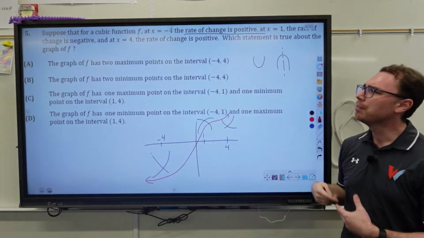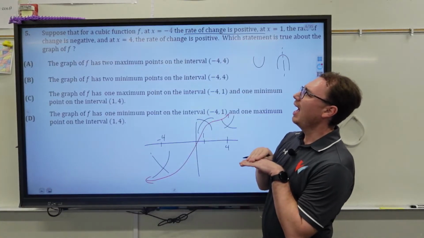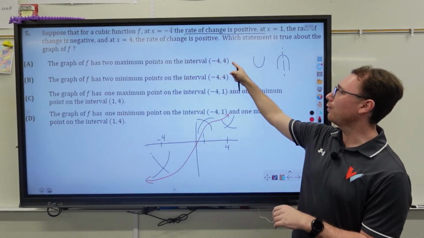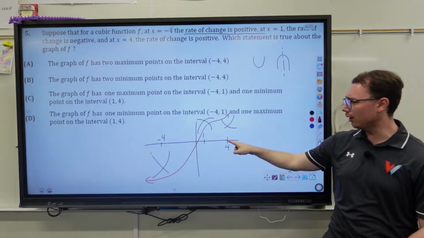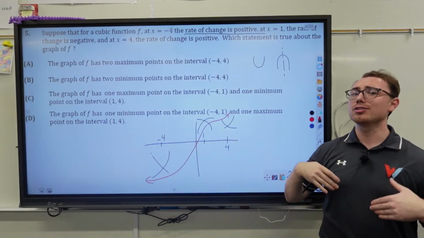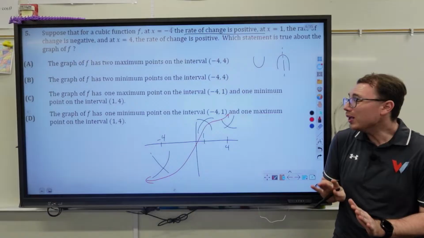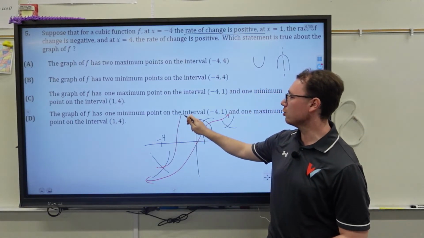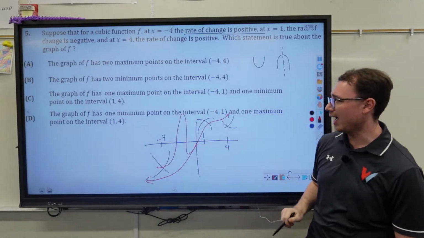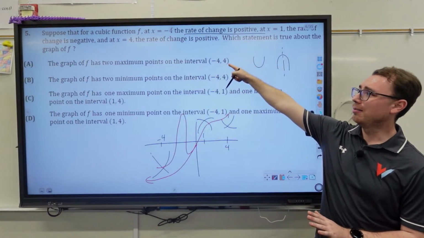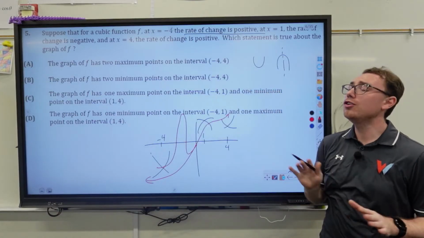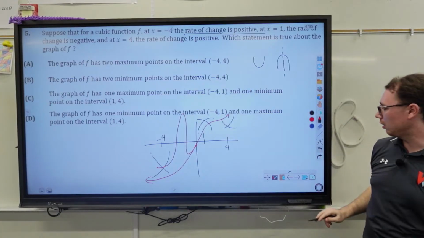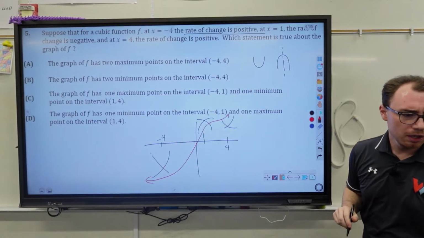For these statements here, A says the graph of f has 2 maximum points on the interval of -4 to 4. Between -4 and 4 here, there's no way to know that there are multiple maximum points. We might be able to say that the graph goes up and then changes randomly way up here and then goes like that. But according to the description, part A cannot be determined. We have no idea if there is a maximum or not between that interval. So we can get rid of that option.